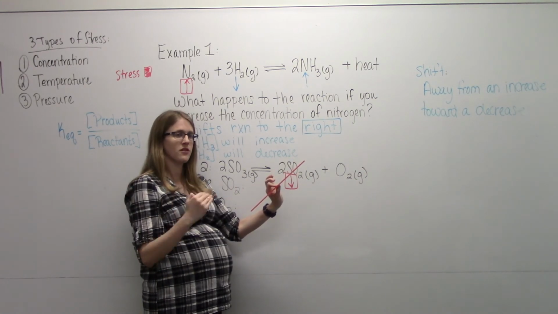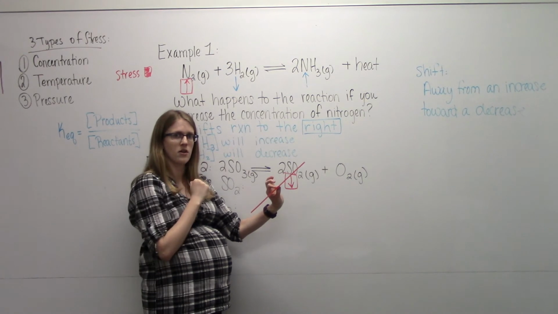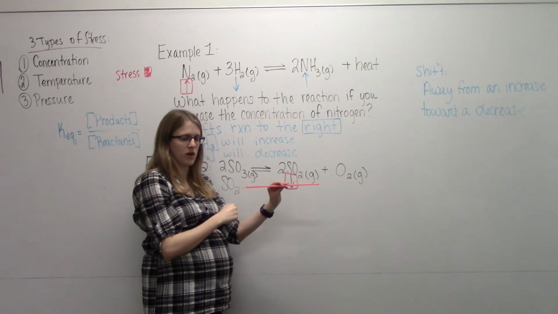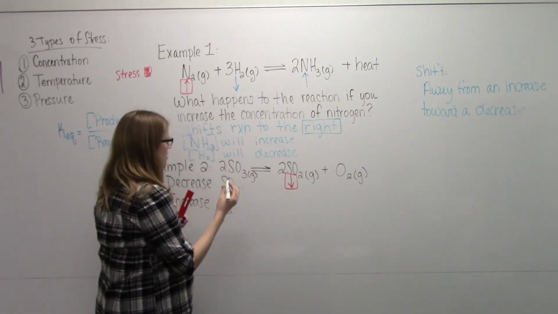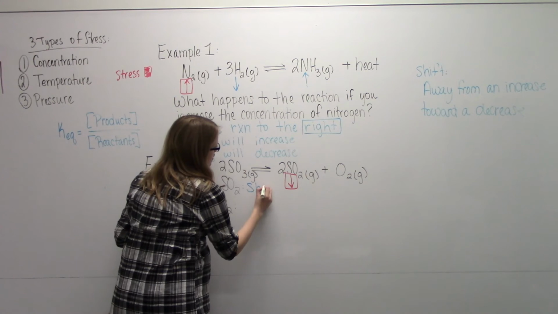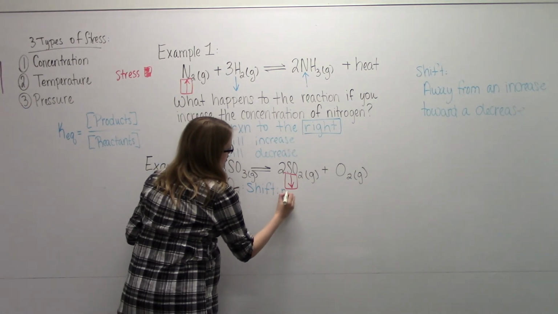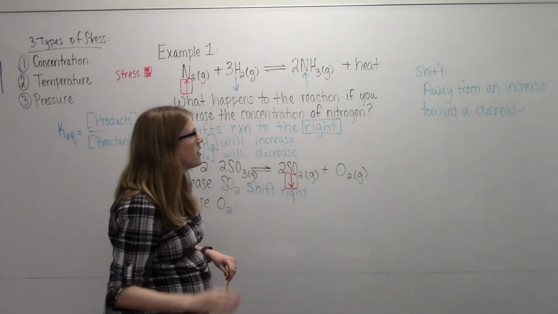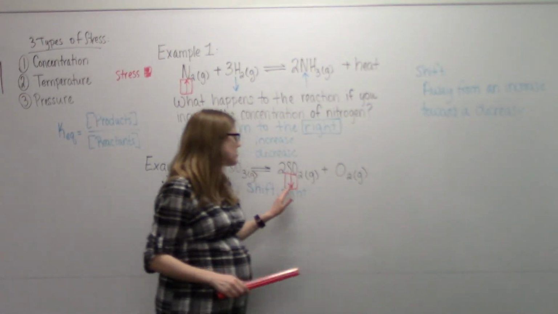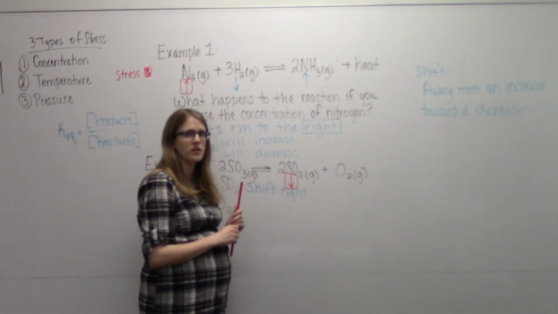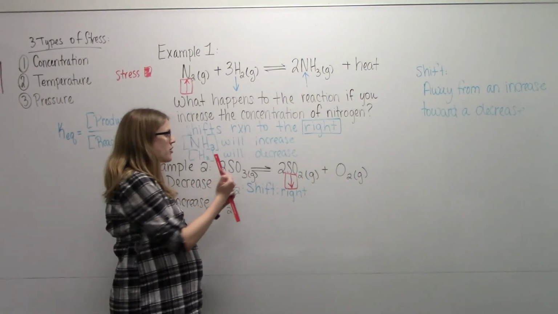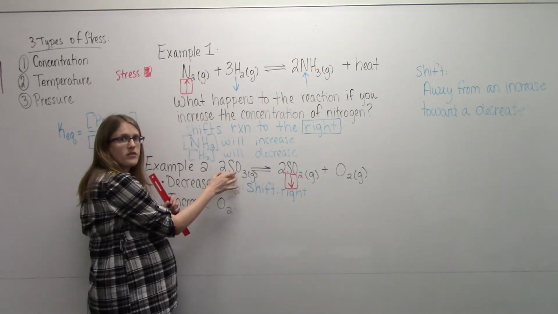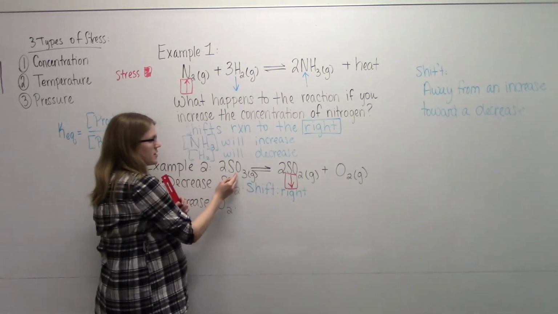Now do you remember, the shift is to the side that we have to push back down. So we have to push the right side back down to get it back to where it was. So the shift would be to the right. Okay, now look over here. Toward a decrease. We decrease this, we're going to shift toward it. That's to the right, the product side. The reaction's going to shift this way to produce more of this and use up more of this. So this will increase, this will decrease.